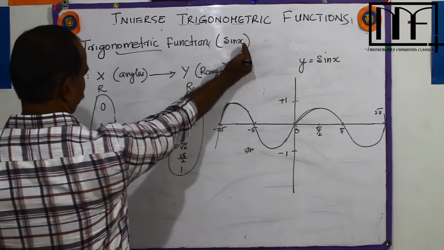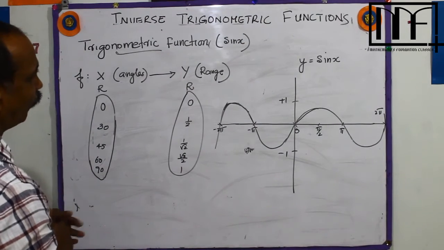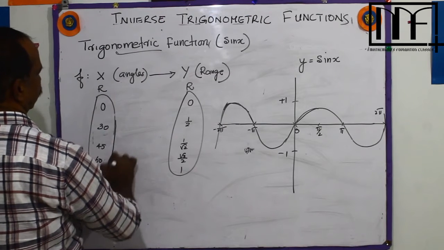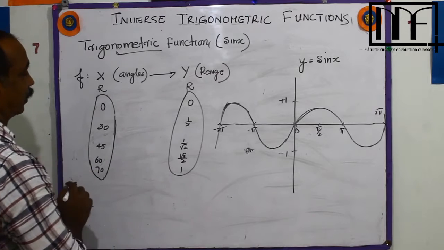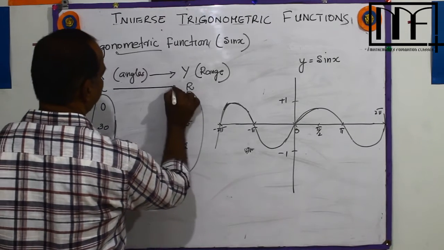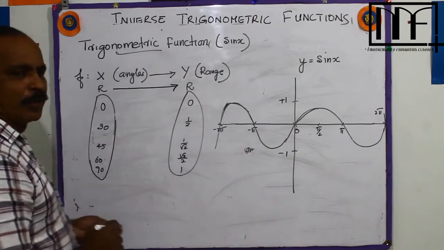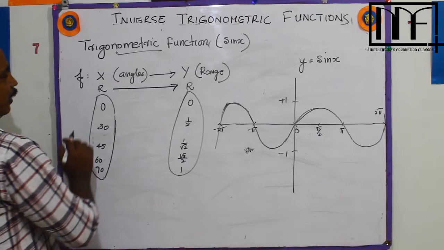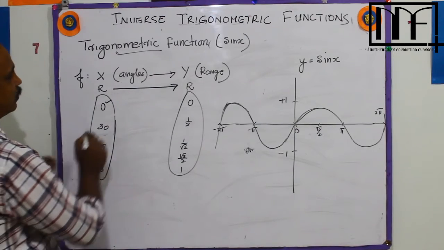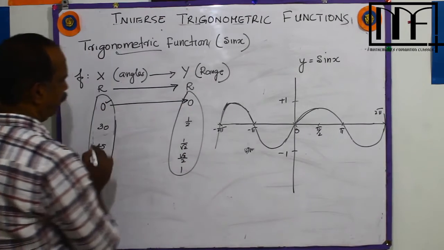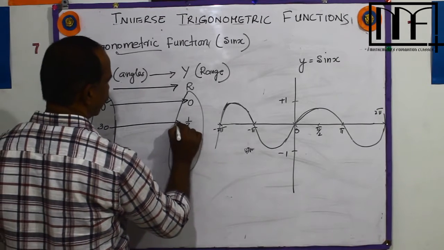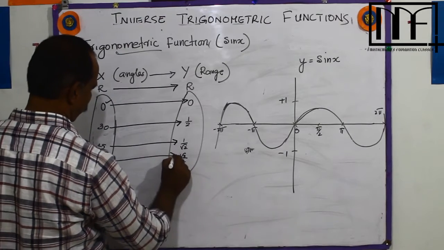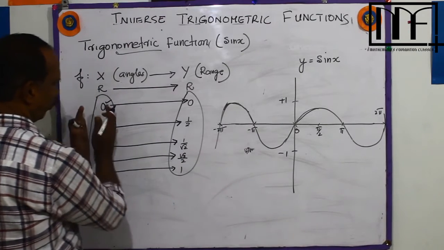So for example, I have shown the function y equal to sine x here. In this function, in the domain you can take any real number. Whatever value you give doesn't matter. Any real number can be an element in the domain. In the same way, any real number can be an element in the range. Now look at the values here. Sine 0 is 0, sine 30 is 1 by 2, sine 45 is 1 by root 2, sine 60 is root 3 by 2, sine 90 is 1. I have given only a few examples here.